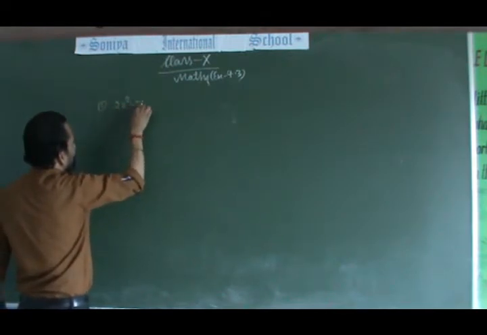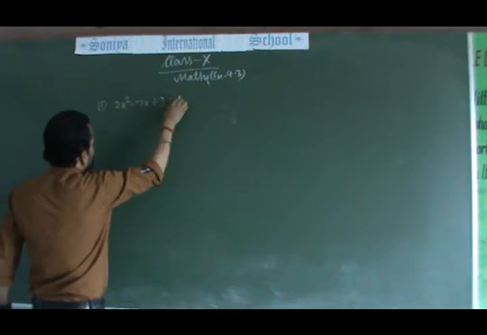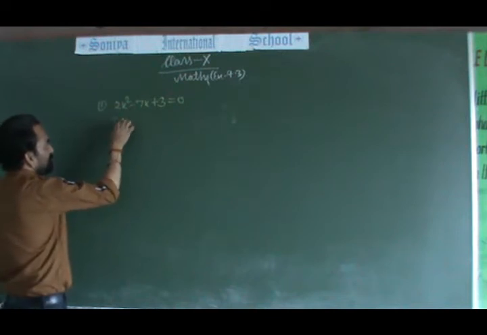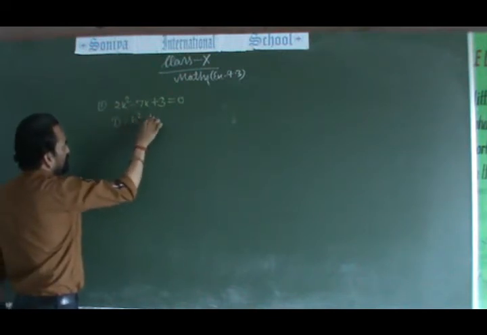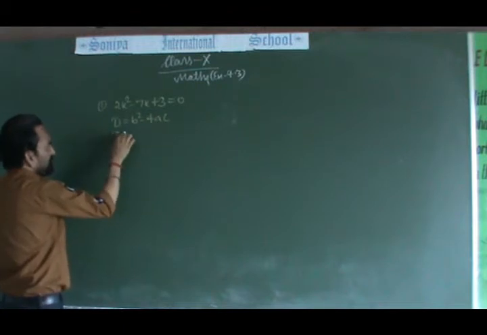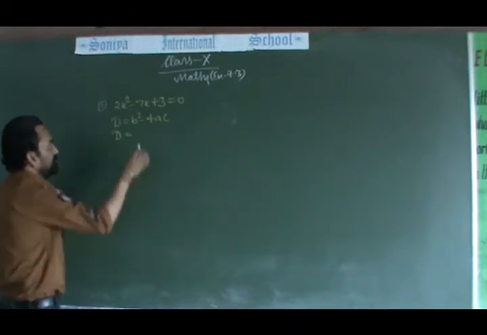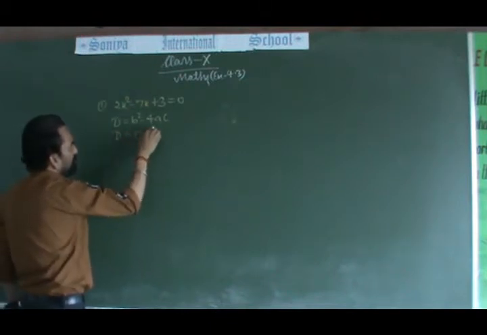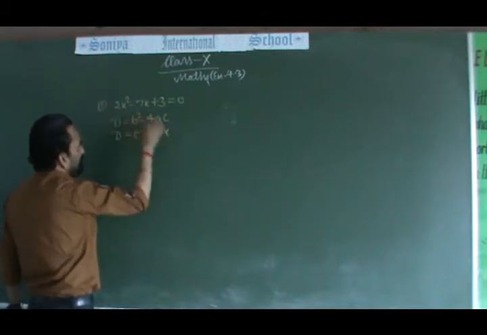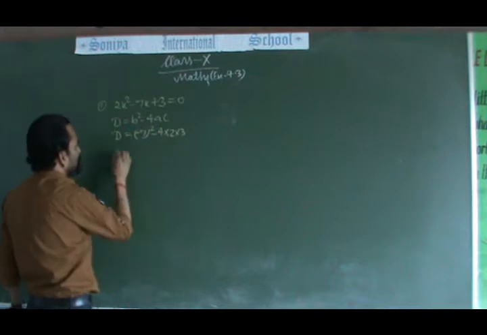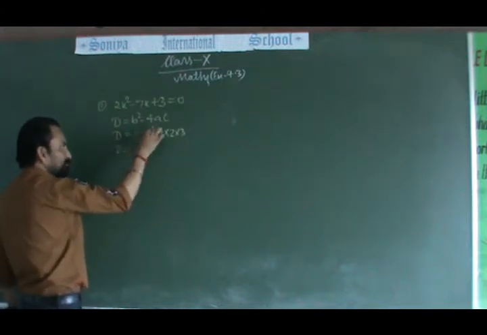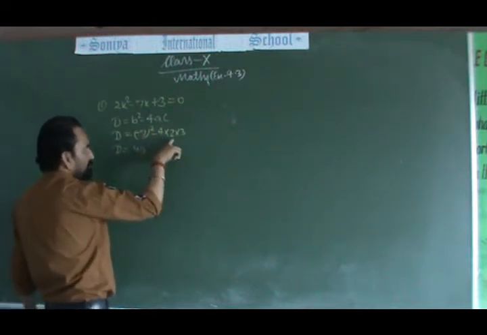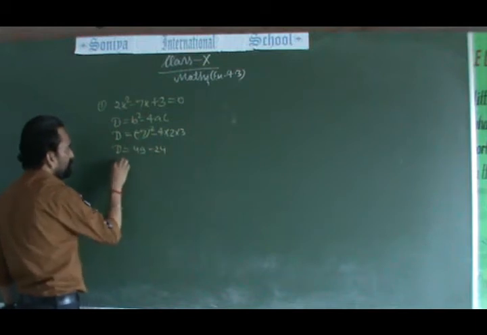2x square minus 7x plus 3 equals 0. Here, what is d? d equals b square minus 4ac. Substitute the values of a, b and c here. What is b? b is minus 7. So square of minus 7 minus 4 into a equals 2 and c equals 3. The square of a negative number is positive. So minus 7 into minus 7 is 49. 4 into 2 is 8, 8 into 3 is 24. So d equals 25.